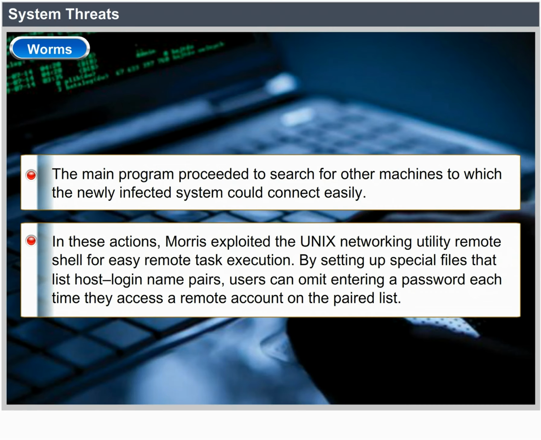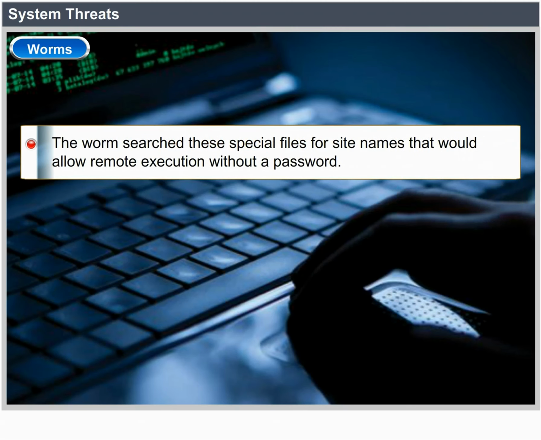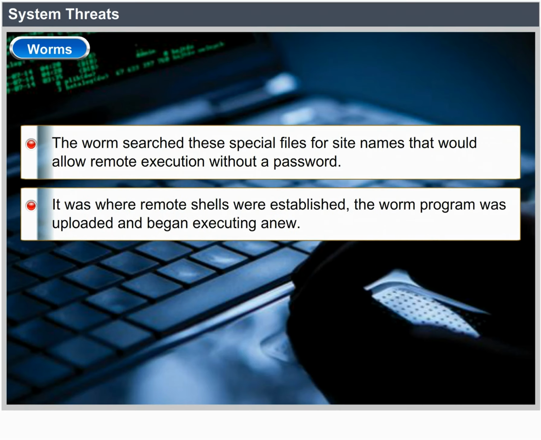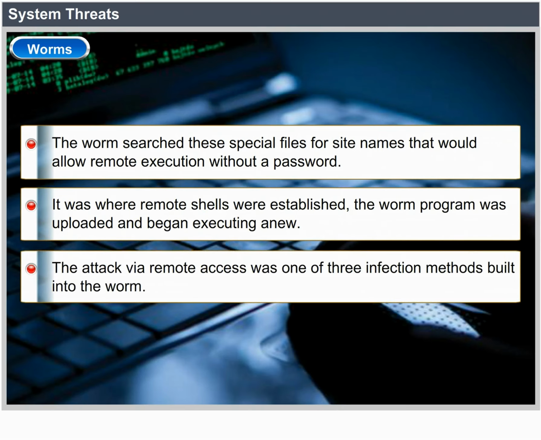The worm searched these special files for site names that would allow remote execution without a password. Where remote shells were established, the worm program was uploaded and began executing anew. The attack via remote access was one of the 3 infection methods built into the worm. The other 2 methods involved operating system bugs in the Unix Finger and SendMail programs.